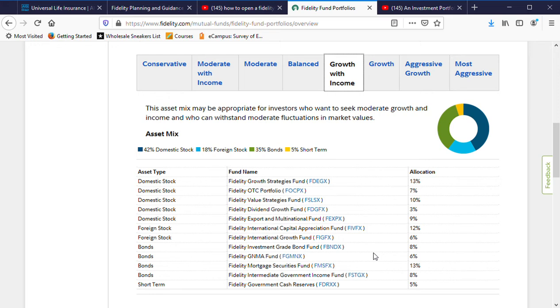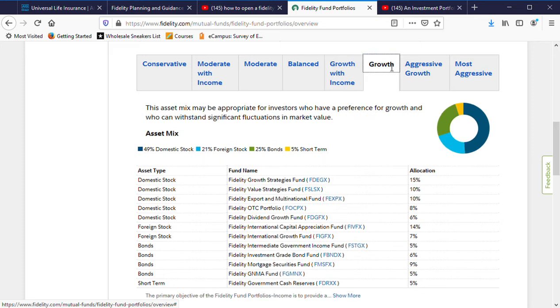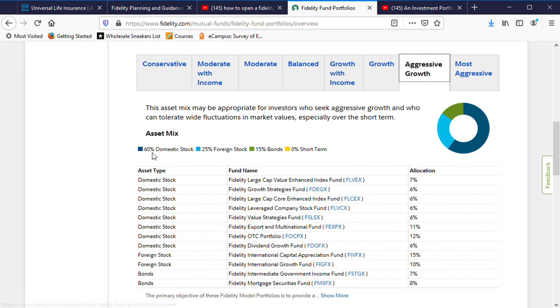Okay. So again, a conservative person is mostly in bonds. Those usually don't change, but they don't have the best interest rate. The higher you go on this spectrum, the more potential it is for you to make money. Okay, guys, growth. And then aggressive growth, again, 60%.